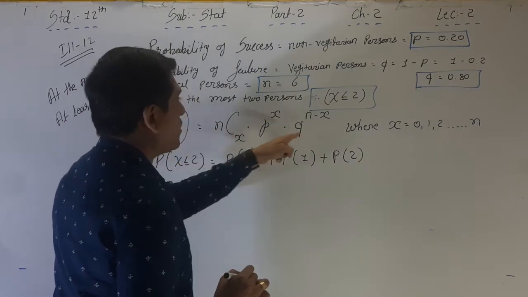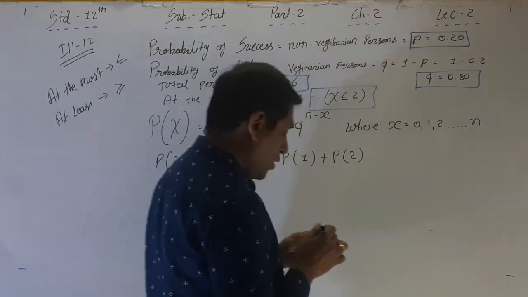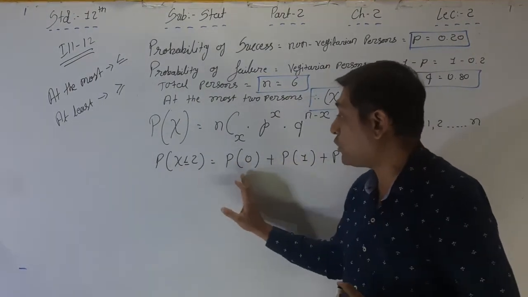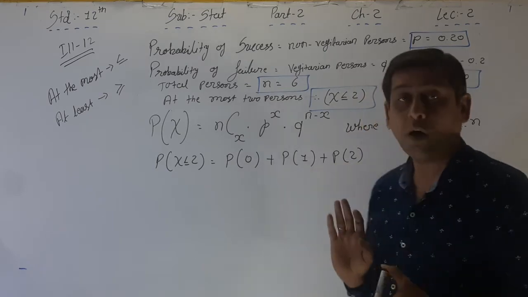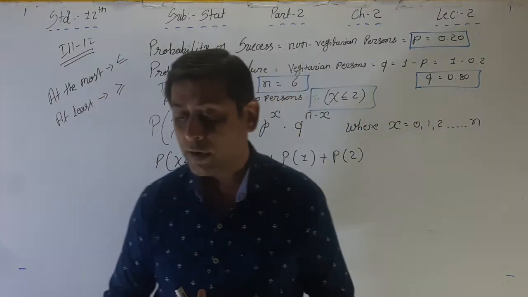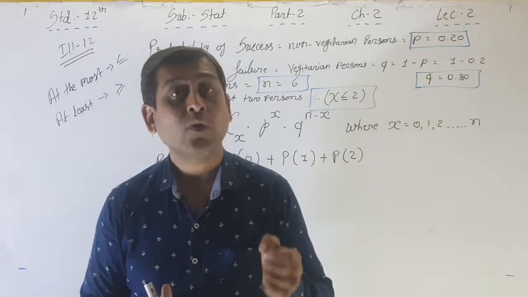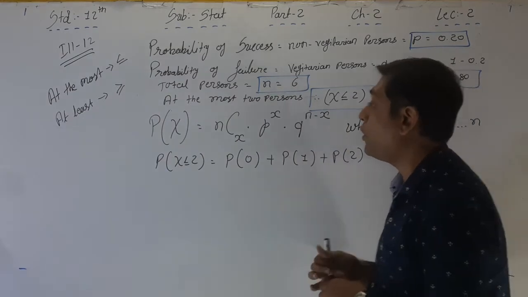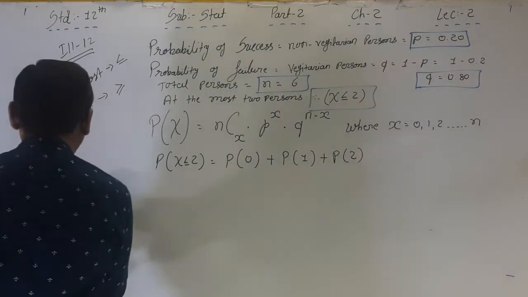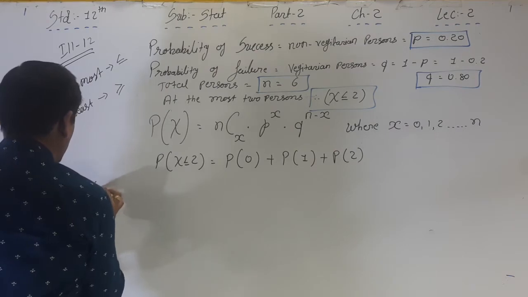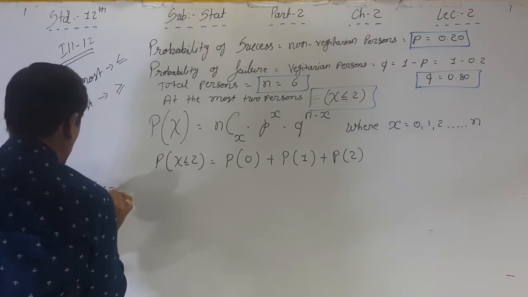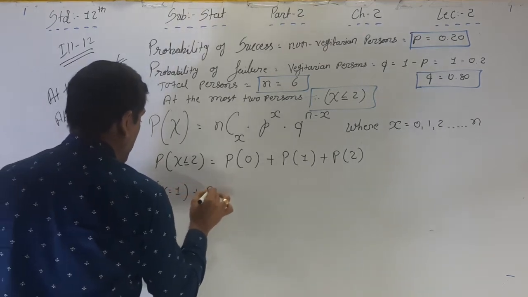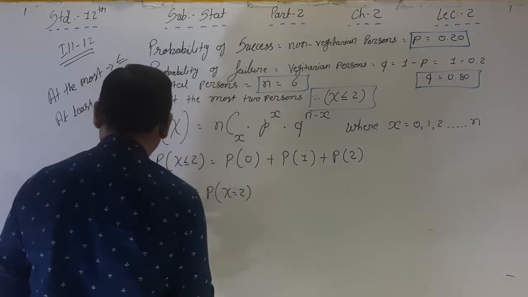nCx p raised to x q raised to n minus x, this is the formula, but we want the probability of X less than or equal to 2, which means P of 0 plus 1 plus 2. Up to this we want to find the probability. Now what is the probability of 0? We have to apply 0 here, plus 1 here and 2 here. So I am writing from here: P of X is equal to 0 plus P of X is equal to 1 plus P of X is equal to 2.